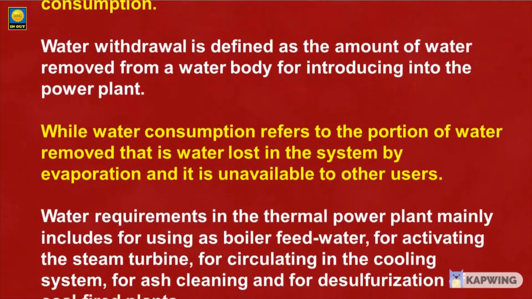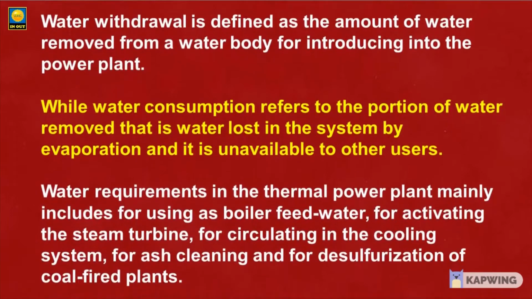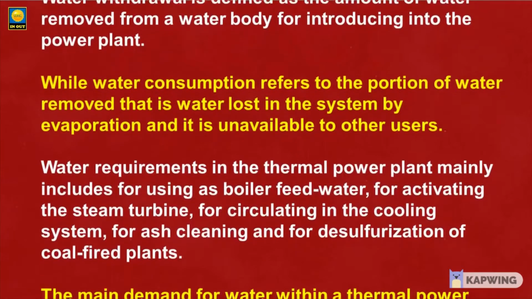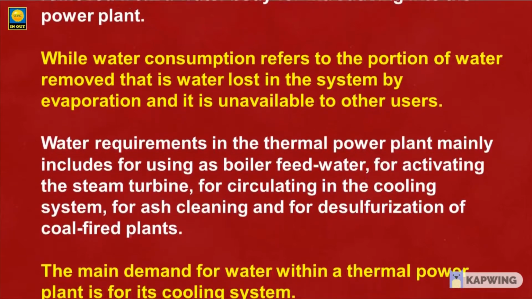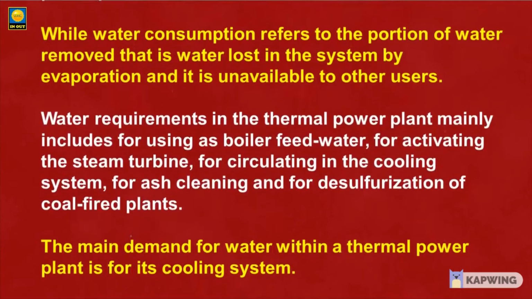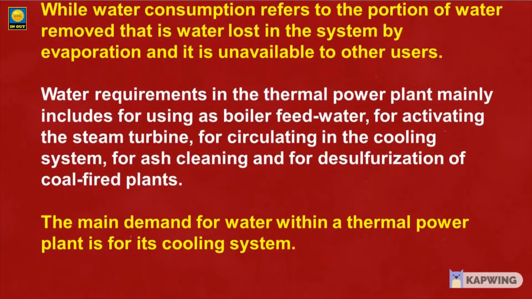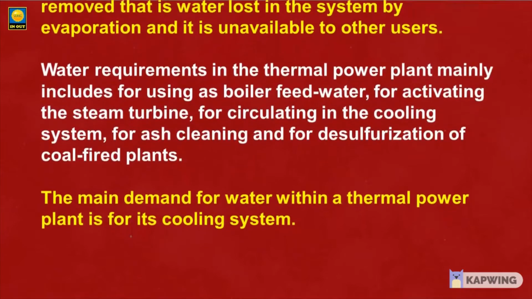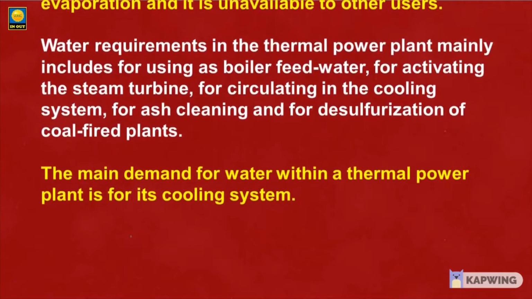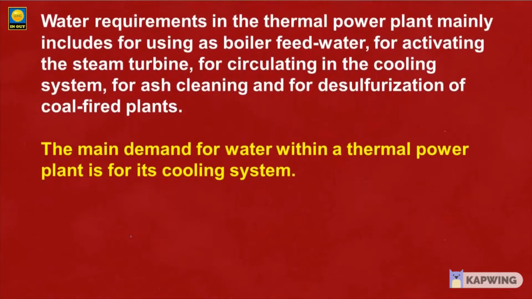Water requirements in the thermal power plant mainly include boiler feed water, water for running the steam turbine, for circulating in the cooling system, for ash cleaning, and for desulfurization of coal-fired plants. The main demand for water within a thermal power plant is for its cooling system.